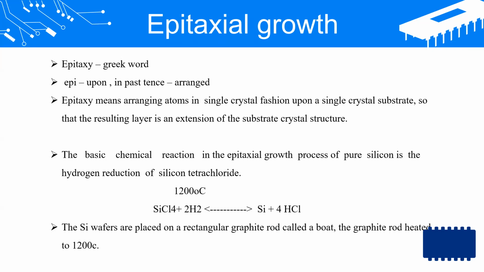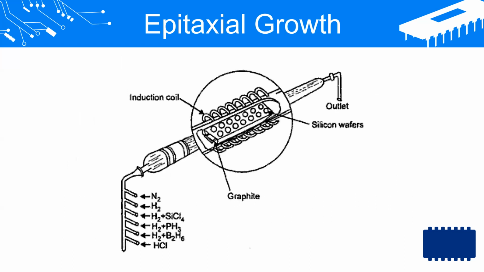The epitaxial growth of pure silicon can be represented with the help of the following chemical reaction. The basic chemical reaction in the epitaxial growth process of pure silicon is the hydrogen reduction of silicon tetrachloride. This is the diagrammatic representation of the epitaxial growth process. Here, silicon will be placed and the surrounding induction coil will be rotated.